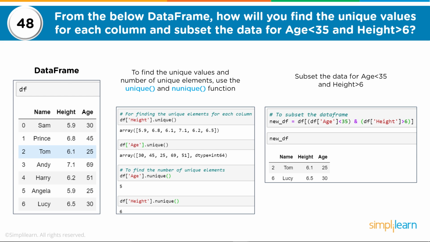That returns an array, where nunique, if we do that on the height or the age, will return just the number of unique values. And then we can subset the data for ages less than 35 and height greater than 6. So if we look over here, we have a new df. Remember, this is going to be taking slices of our original data frame. It doesn't actually change the data frame. So our new df equals the data frame, or df, where age is less than 35 and the height is greater than 6.